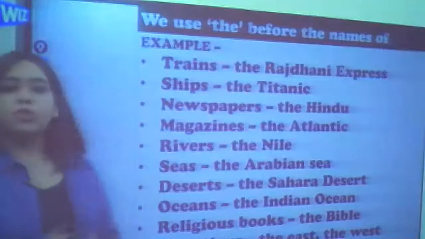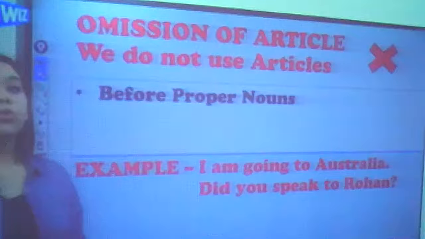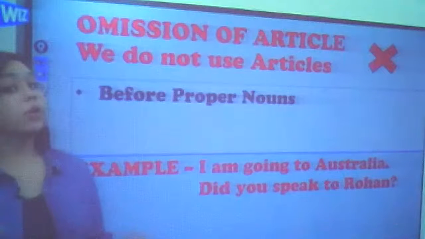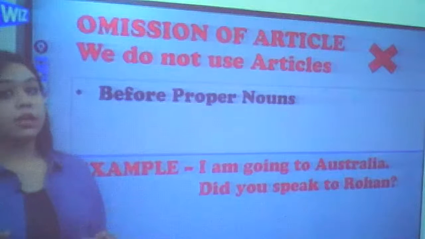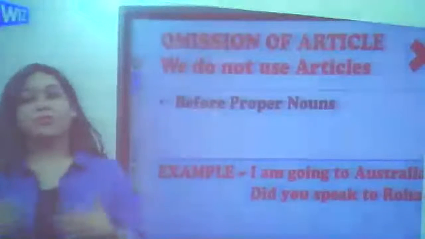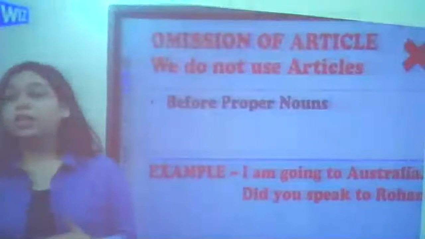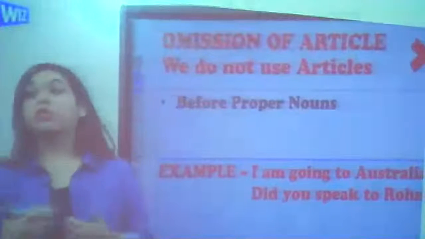Now these are all the uses of the article, but you should also know the areas where we are not going to use articles. We've discussed nouns before also, and if you have not seen, go and check out the videos on nouns. Now, if I say Australia as a proper noun, I will not use any article, neither a, an, nor the. Did you speak to Rohan? Rohan is a proper noun.